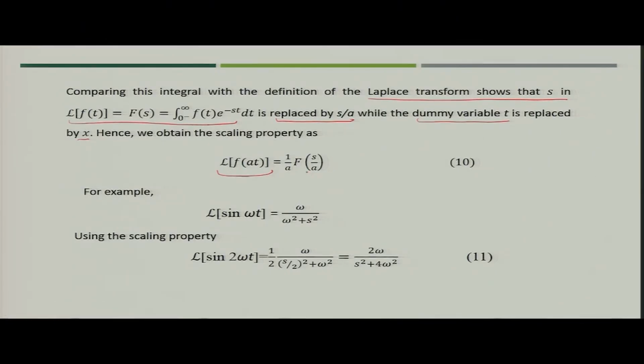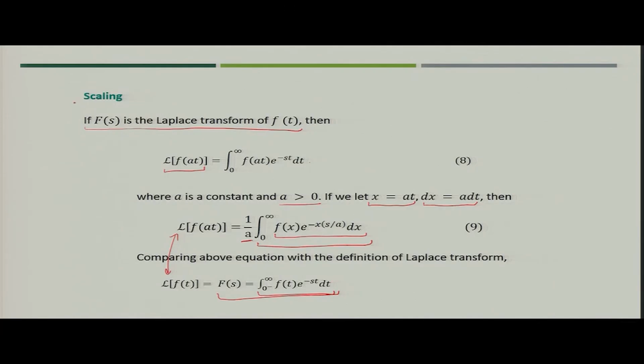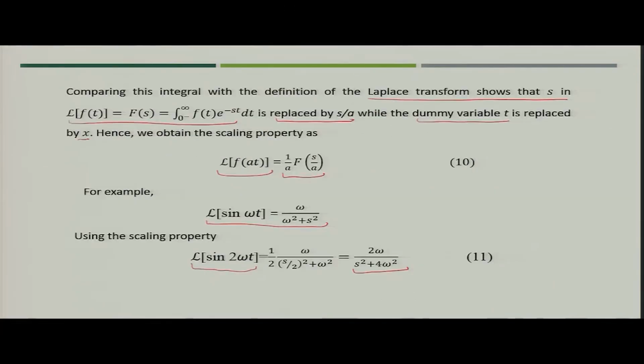So, if you use this particular condition, you can say that since you know the Laplace of sin omega t is omega upon omega square plus s square, then the Laplace of sin of 2 omega t can be written using this equation as 1 by 2 omega upon, instead of s you will write s by a, where a is 2 here. So, (s by 2) square plus omega square. When you simplify, you will get the Laplace of sin of 2 omega t as nothing but 2 omega upon s square plus 4 omega square. So, this is what we call scaling.